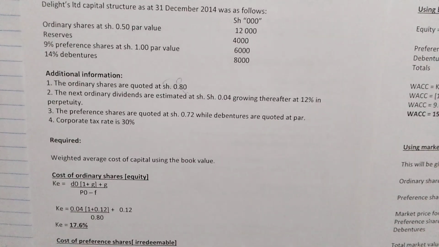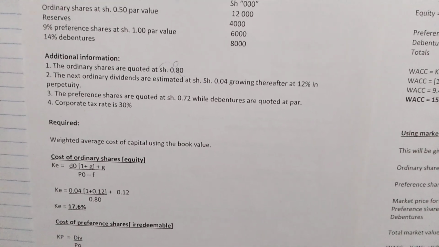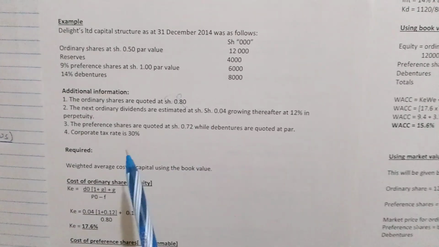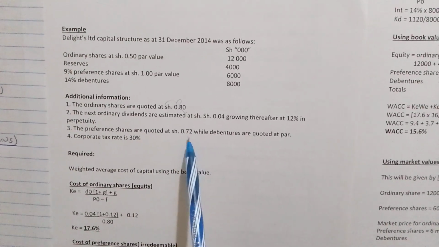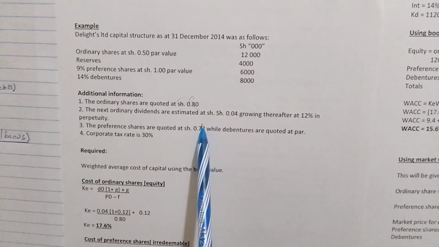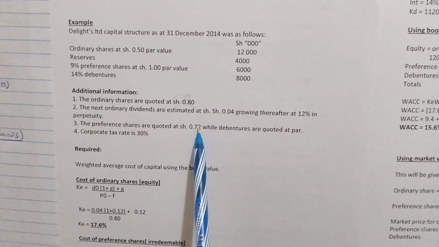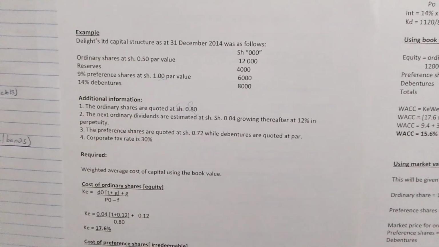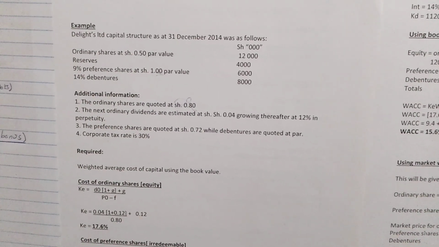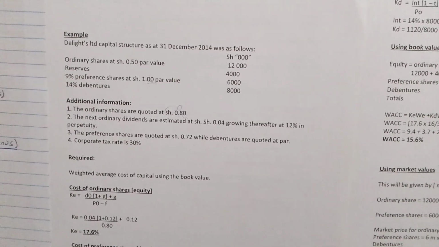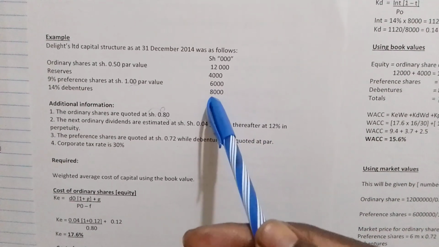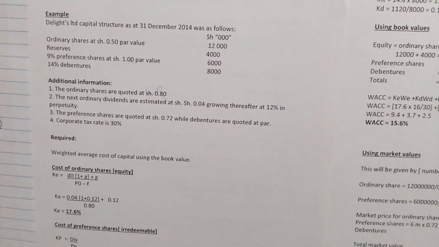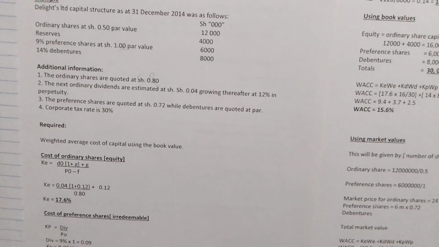Number three, the preference shares are quoted at shilling 0.72, while debentures are quoted at par. Preference shares in the market are selling at 0.72. When you go to the market, you get them at shillings 0.72. However, their par value, if you go to the books, is 1 shilling. Debentures are quoted at par, which means in the market they are selling at the same figure quoted in the books. Then the corporate tax rate is 30%.